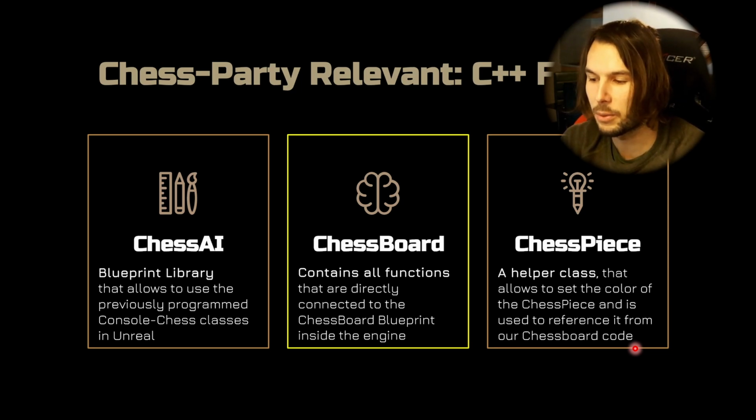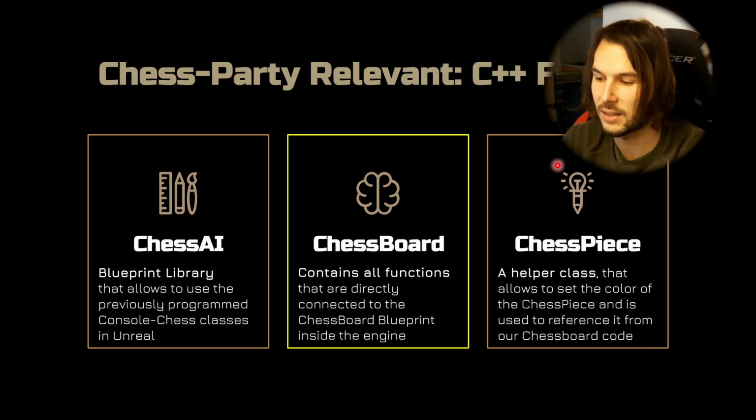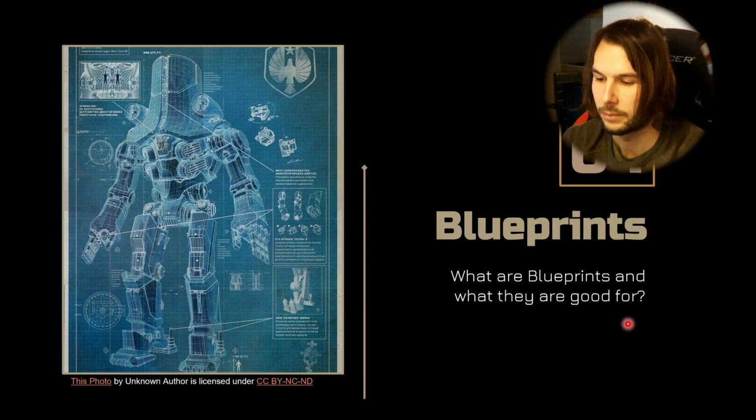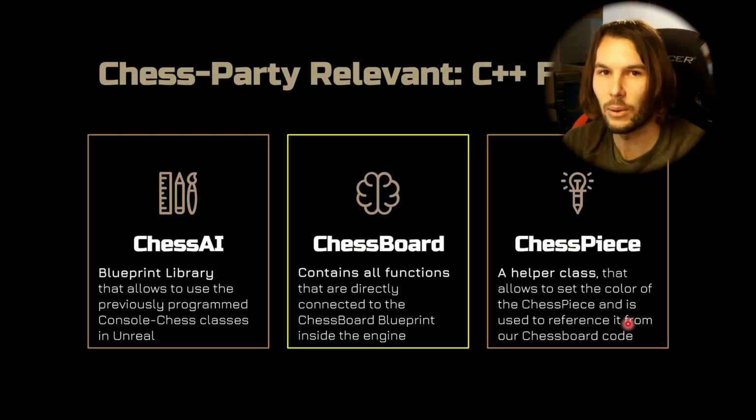Because we will spawn chess pieces without any texture or stuff like that. And if we wouldn't have a helper class that allows us to set the material as we want, it would not be possible to determine which color we want to spawn on the field. Perfect. That's it. Before we head over to blueprints, let's have a look where this is located in Unreal Engine first.